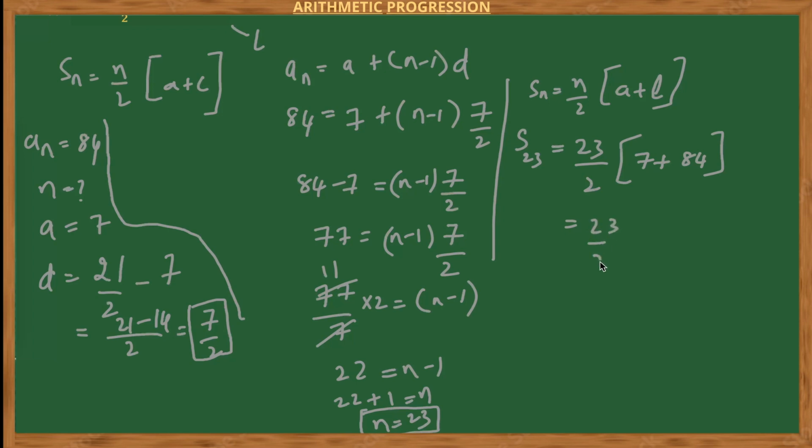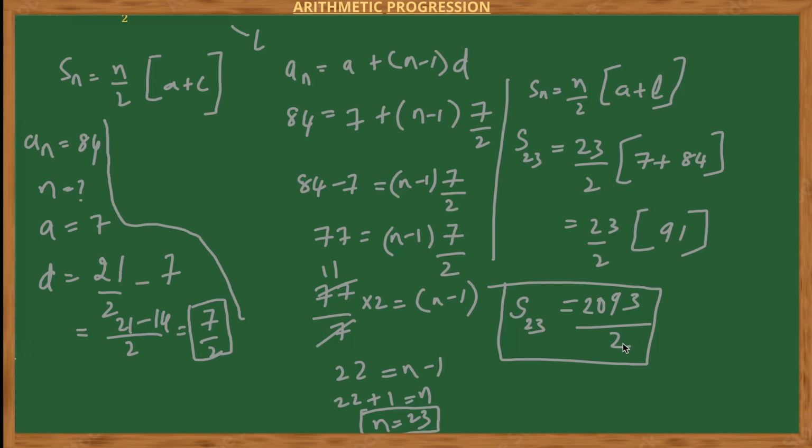23 by 2. Let's add this. It becomes 91. So you can do the multiplication. 1 times 3 is 3, then 9 times 3 is 27, so 2093. The remainder 2 holds good. So the sum of 23 terms is 2093 by 2. This is the sum. Okay, students, so let's move to the next question.